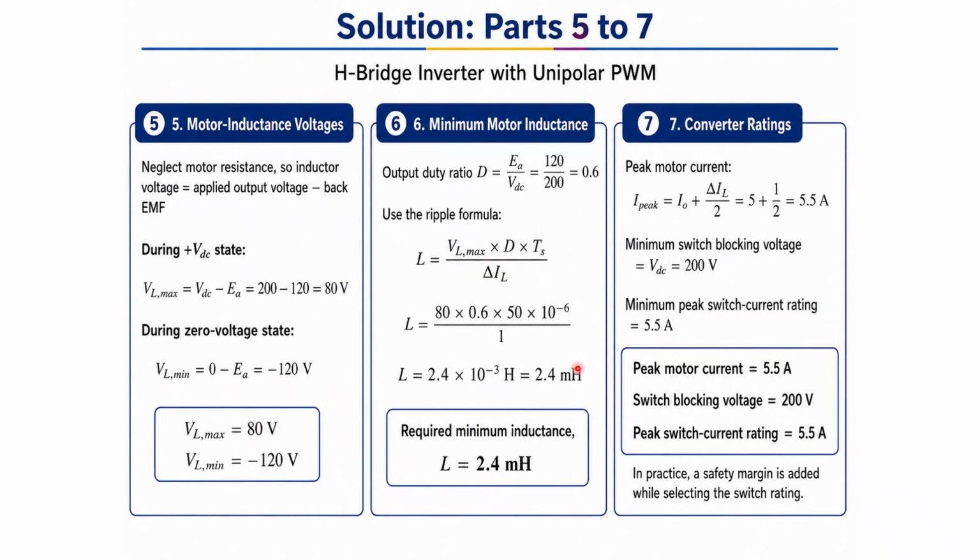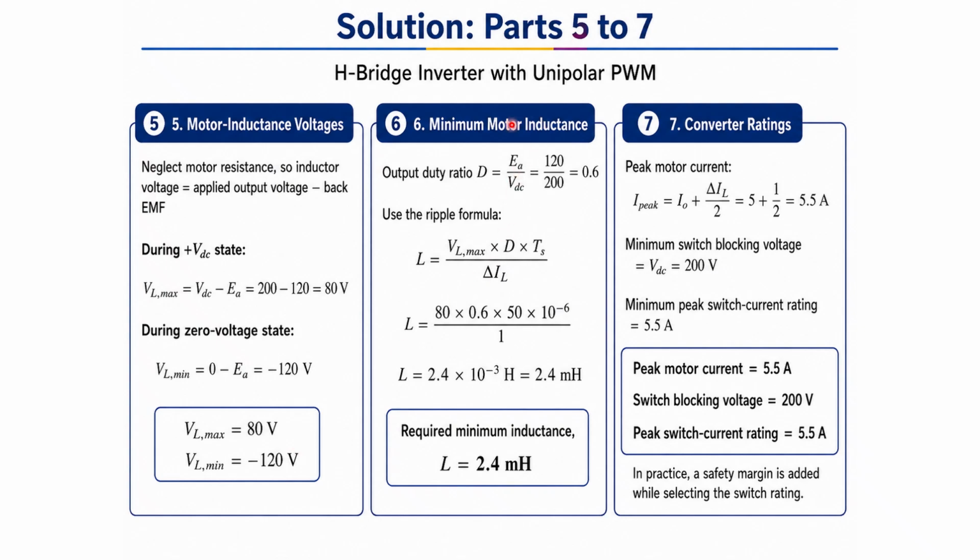Now you have to calculate the motor inductance voltage. So here for a motor, VL, motor inductance voltage, is equal to VDC minus EA. This is a DC motor. So VDC minus EA. Here VDC is 200 and EA is 120. So this is 80 volt. Okay. So for 0 voltage state, VDC is equal to 0. So you will get minus 120 volt. So this is the inductance voltage, 80 volt and minus 120 volt, maximum and minimum value.